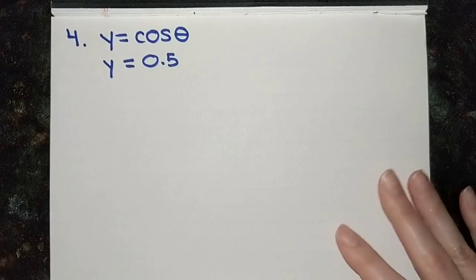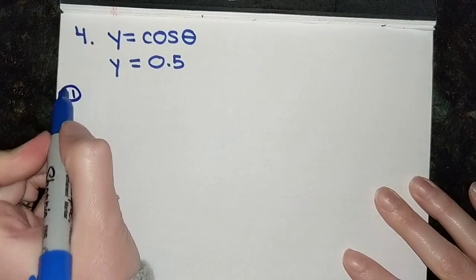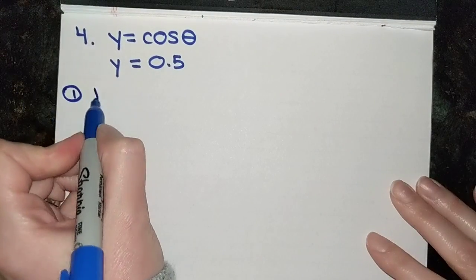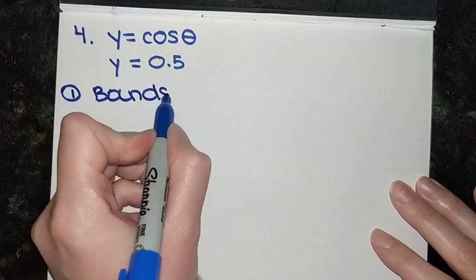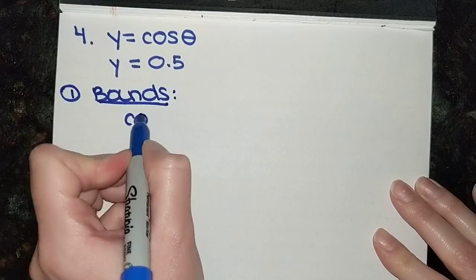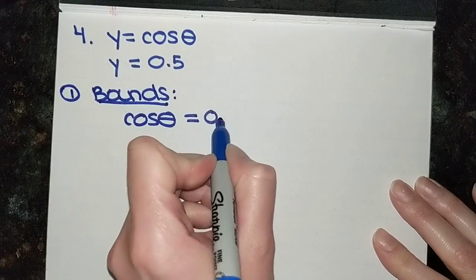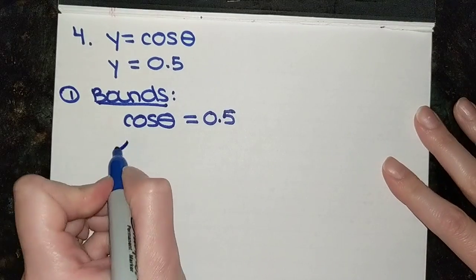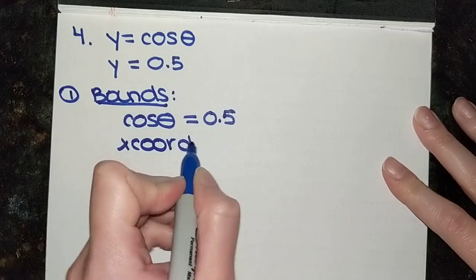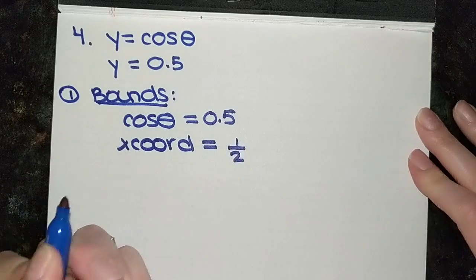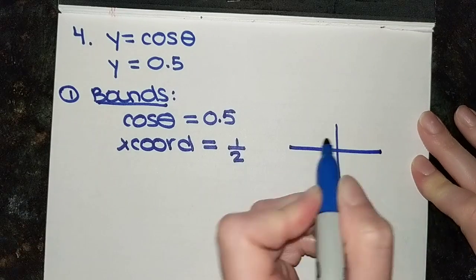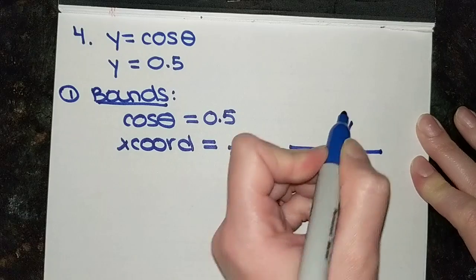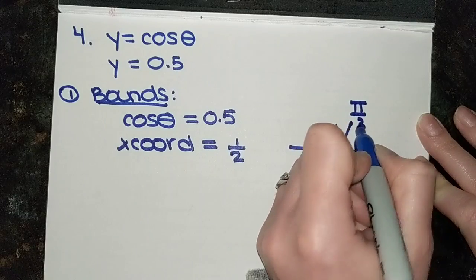So for this one, again, first thing is to set your equations equal to each other to try to find the bounds. So what you'll do is you'll set cosine theta equal to 0.5. So basically what you're doing to solve that equation is you're looking at the x coordinate on the unit circle and you're trying to identify where is that equal to a half.